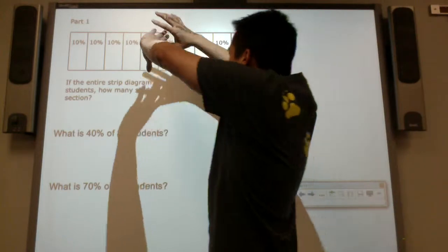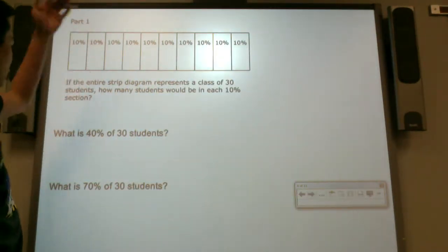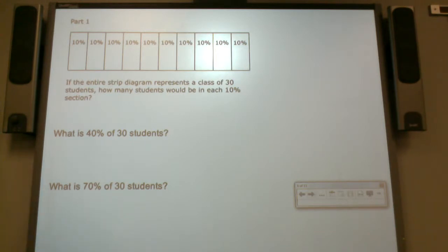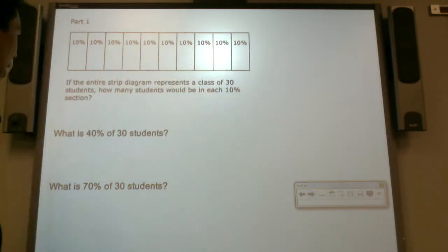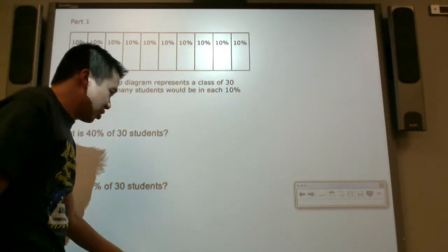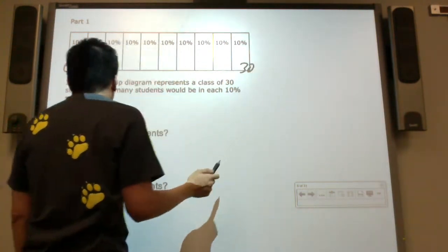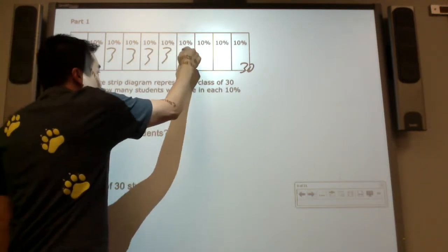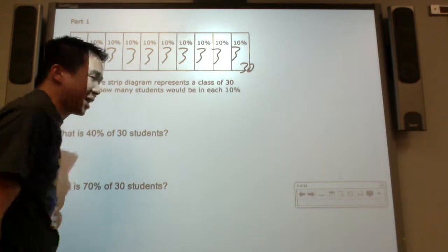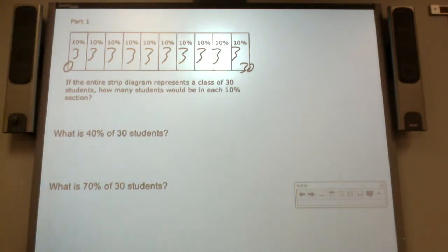So let's look at this diagram right here. This is another one. Let's practice more diagrams. If the entire strip diagram represents a class of 30 students, as I can tell, they broke it into 10 sections. How many students would be in each 10% section? So there's 30 students for this 0 to 30 students. That means each section will have 3 students. Each section will have 3 students because you're breaking it into 10 sections. You're breaking it into 10%. Okay, so there's 10 groups of 10% and 100%.